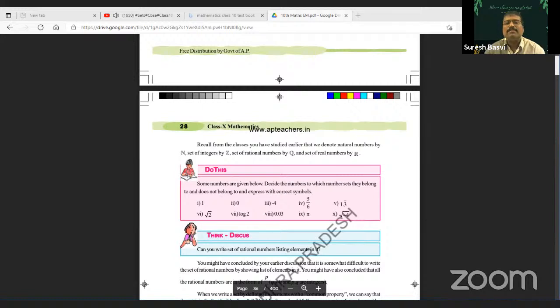Some numbers are given below. Decide the numbers to which number sets they belong to and do not belong to, and express with correct symbols. Yes, I got it. Right. So I think you are visible.